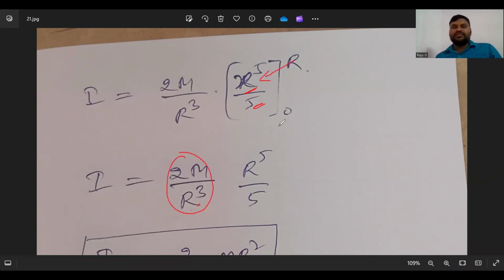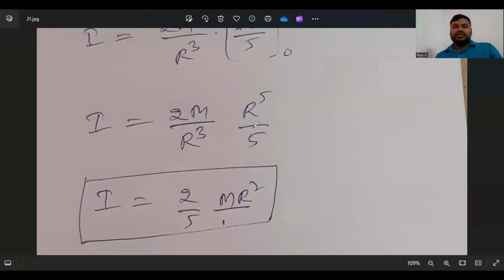Substitute r in the place of x, r power 5 by 5, and 0 in the place of x, you will get 0 only. So, no need to consider that term. So, then moment of inertia is 2 by 5. So, r cube here cancels with the r power 5, remaining is r square. So, 2 by 5 m r square is the moment of inertia of the solid sphere.